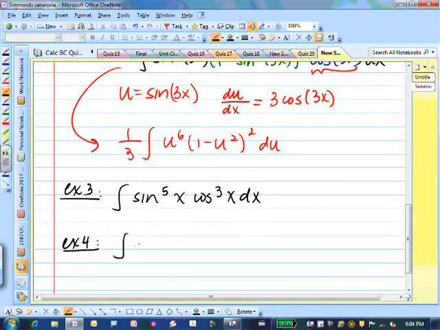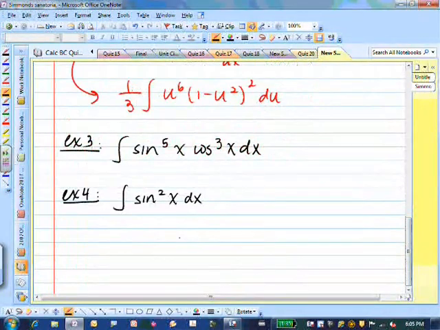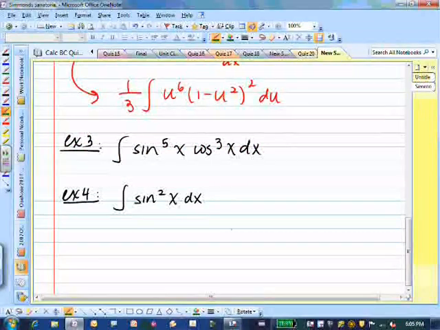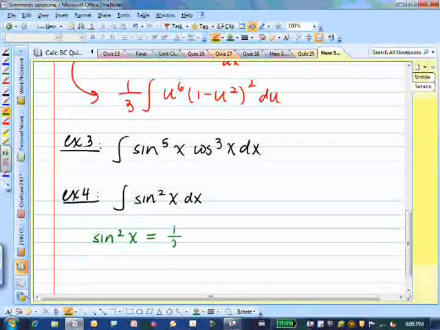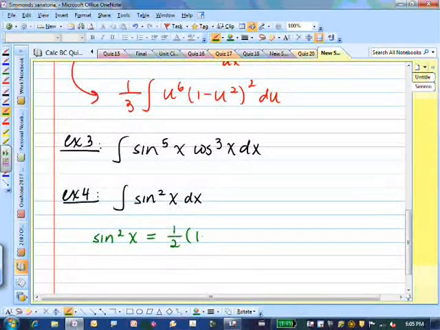Okay, so now the question is, what if you have something like this? The integral of sine squared x dx. And it's even. In fact, there's no cosine. Well, there are some identities that you need to know from pre-calc. Sine squared x, you can actually use a half angle or a double angle identity to show that it's 1/2 (1 minus cosine of 2x).